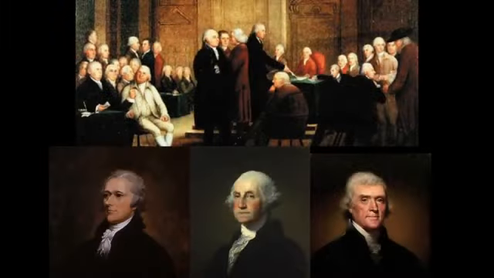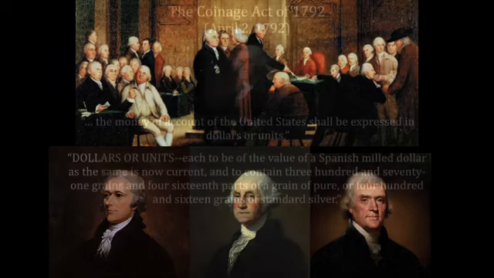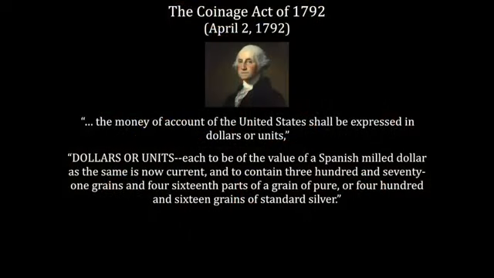On April 2, 1792, President Washington signed the Coinage Act of 1792. It embodied the coinage principles espoused by the Continental Congress, Jefferson, Hamilton, and the United States Constitution. It mandated that the money of account of the United States shall be expressed in dollars or units, and that the dollars or units, each to be of the value of a Spanish milled dollar as the same is now current, and to contain 371 grains and 4/16 parts of a grain of pure or 416 grains of standard silver.